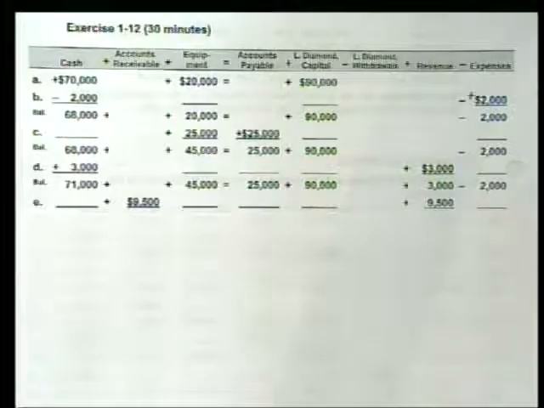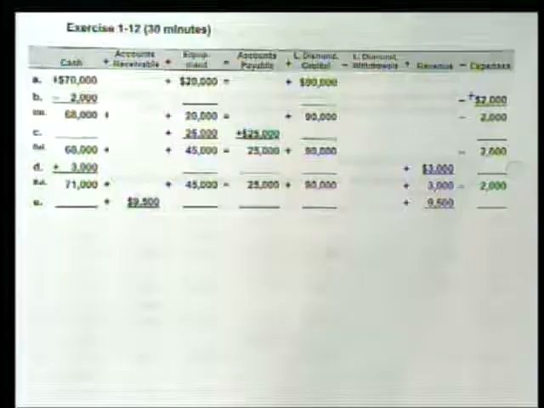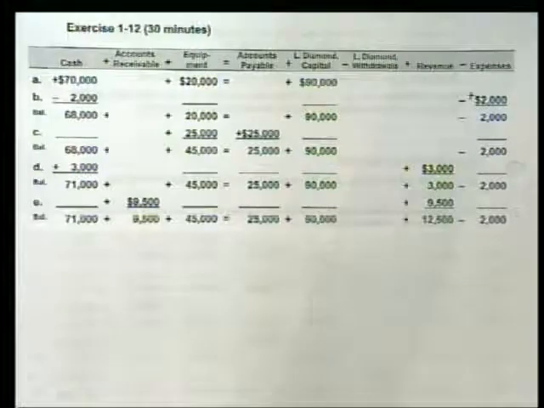When is it earned? When we provided the product or the service. Doesn't matter when the cash is actually received. Here we haven't received any cash, right? But we recognize the revenue because the service or product has been provided. Figure up your new balances. Boom.